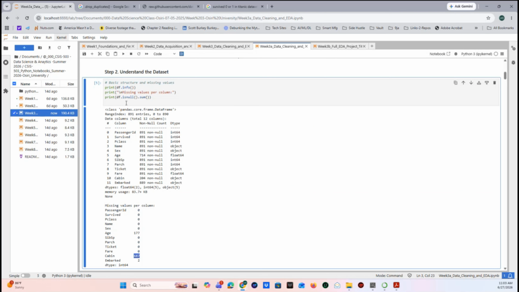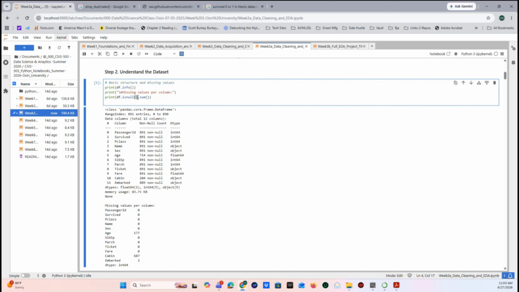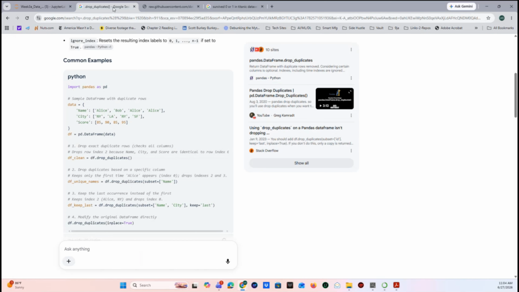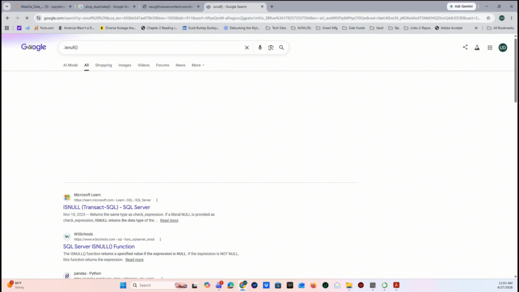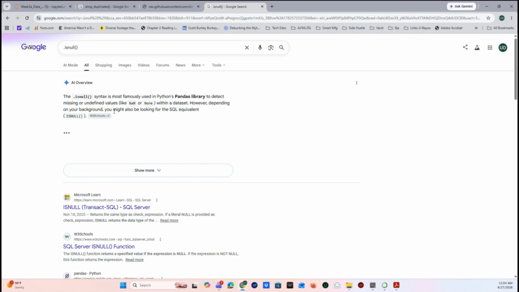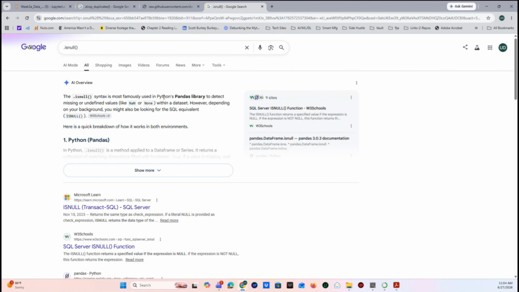To do that, we just said df.isnull().sum(). This is finding the number of nulls. So the question is, what is isnull? Because we already know what df is, right? So we look up isnull. It's most famously used in Python pandas to detect missing or undefined values. So that's how you detect it.